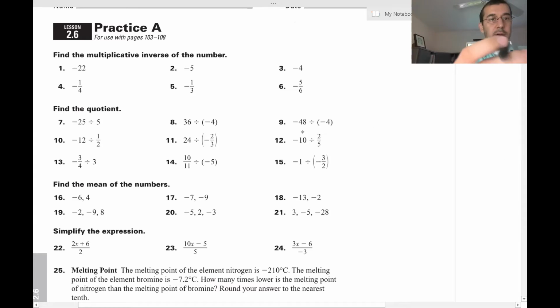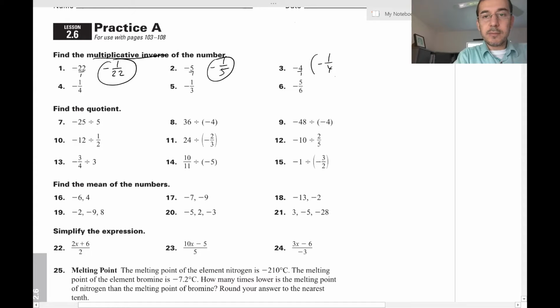Okay, number one, find the multiplicative inverse of this number. This number can be written as minus 22 over 1, so its inverse is minus 1 over 22. Minus 5 can be written as minus 5 over 1, so its inverse is minus 1 over 5. Minus 4 can be written as minus 4 over 1, so its inverse is minus 1 over 4.